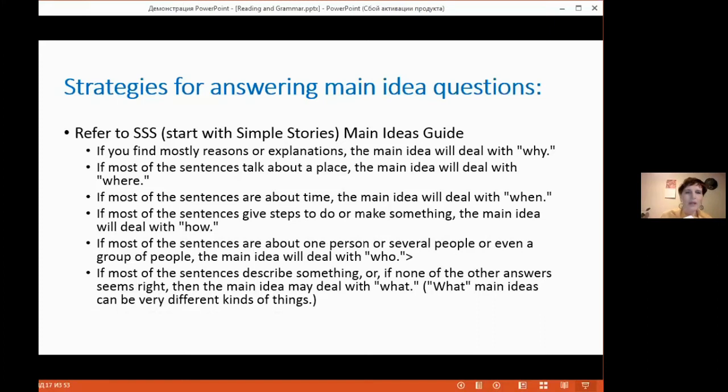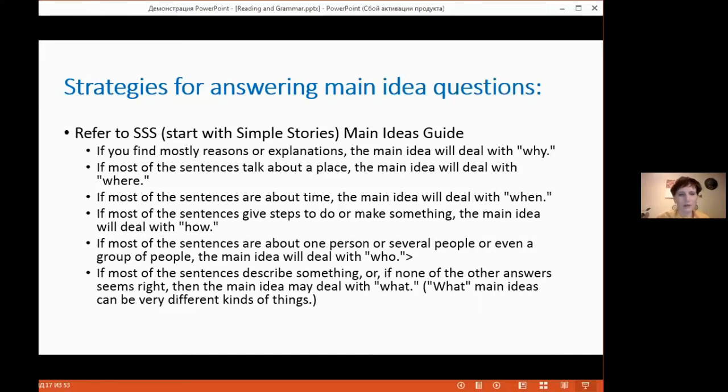Okay. There's an approach to dealing with this type of question on the main idea, called start with simple stories. It is employed in English and American schools because we deal with main idea questions from the very beginning in school, not only in the English language, not only in foreign languages. And it gives you these strategies: you find mostly reasons or explanations, and the main idea will deal with the why. Find in the text only explanations and reasons.